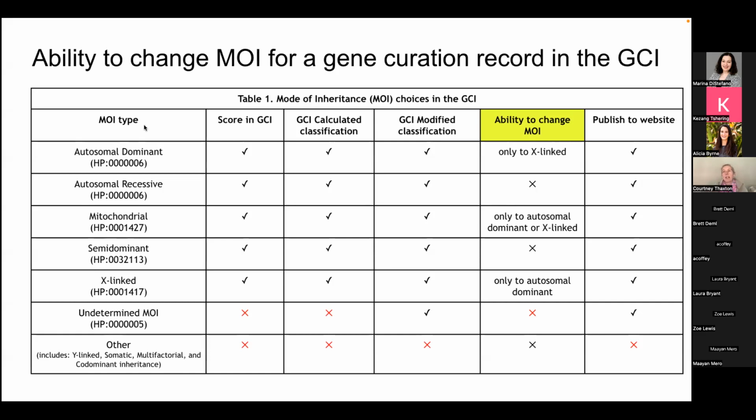So for instance, if you had an autosomal dominant mode of inheritance for your record but realized you needed X-linked, we could change that and update it. The same we could do for X-linked to autosomal dominant and then mitochondrial. What you will notice here is that we cannot change recessive to dominant or X-linked. We can also not change semi-dominant to these. So again, please be very thoughtful about the MOI when you're choosing it to begin with. It could mean if you've chosen the wrong one, you can just start a new record with the correct one.